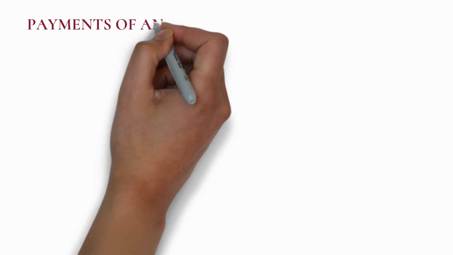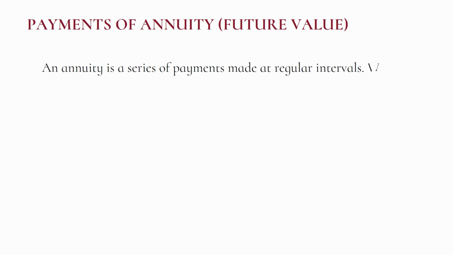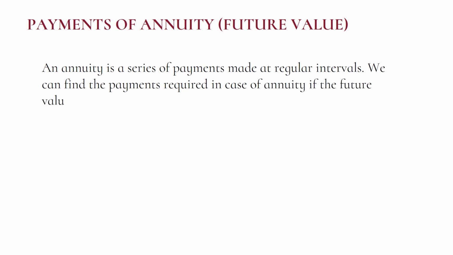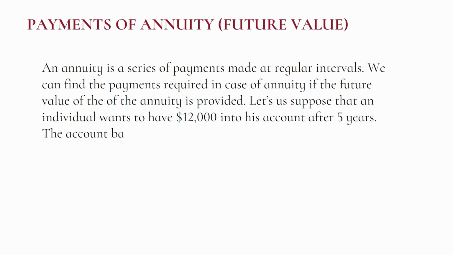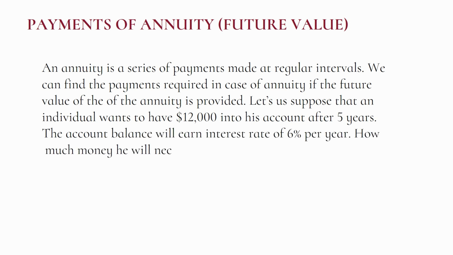In the next section, we will talk about the payments of an annuity. An annuity is a series of payments made at regular intervals and we can find the payments required in case of an annuity if the future value of the annuity is provided. Let's suppose that an individual wants to have $12,000 in his account after 5 years. The account balance will earn an interest rate of 6% per year. How much money will he need to save per year to reach his desired balance?